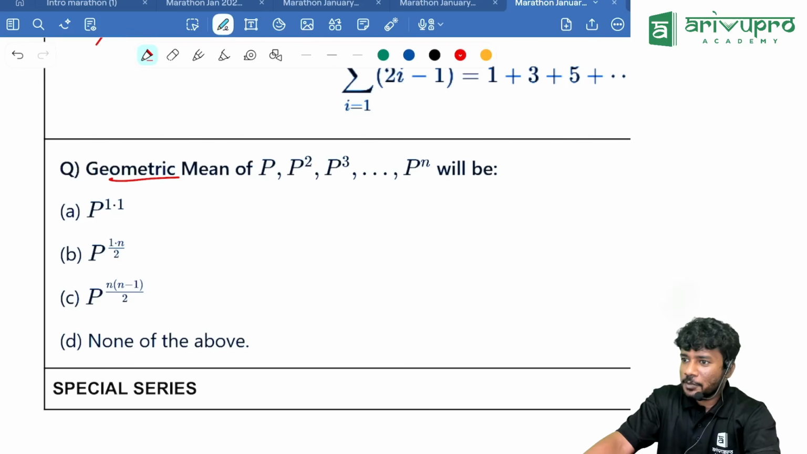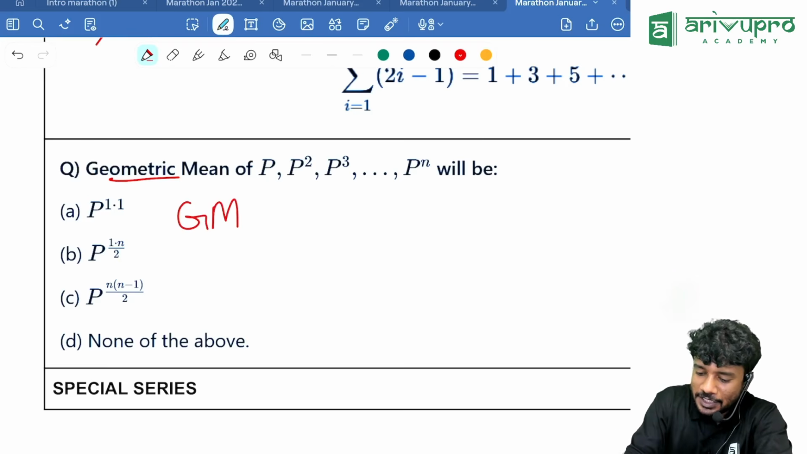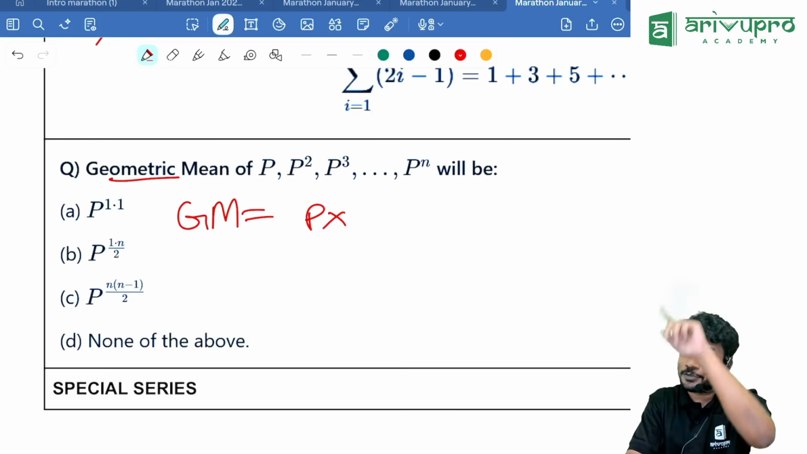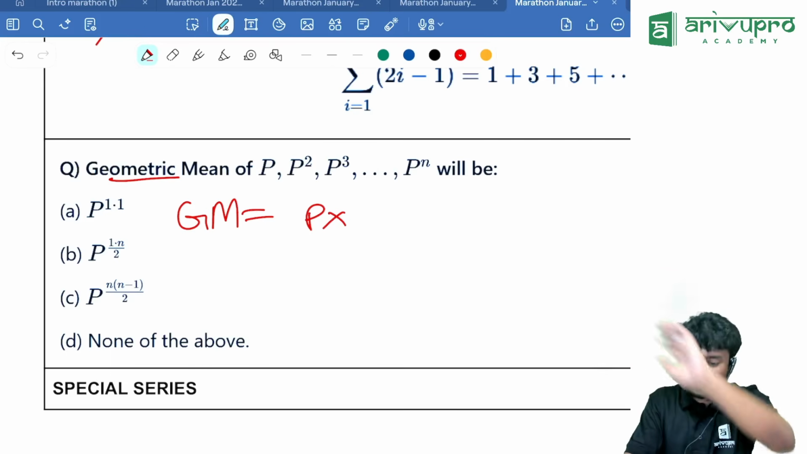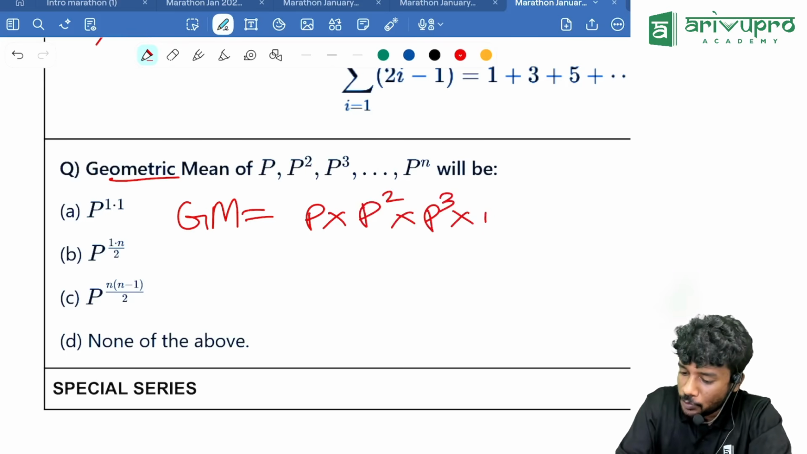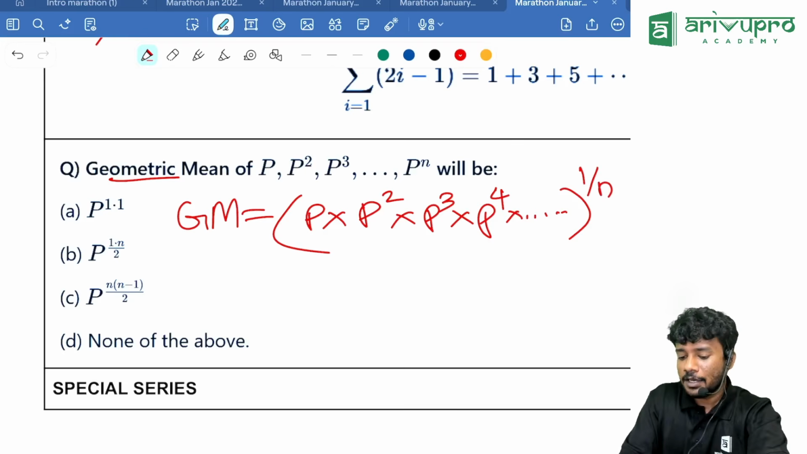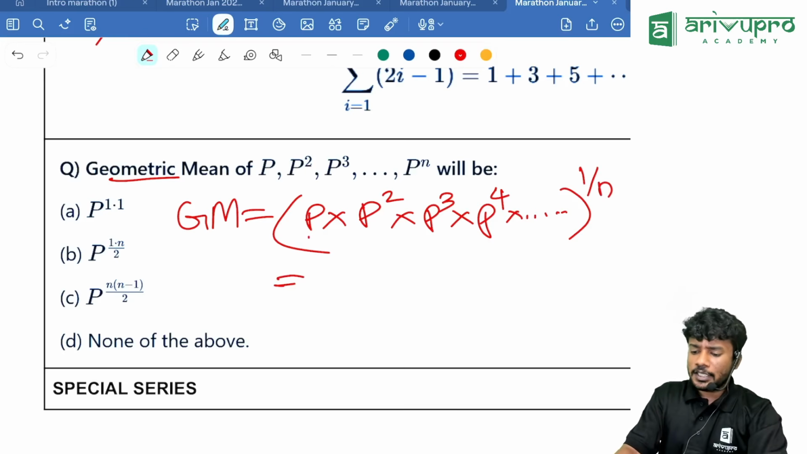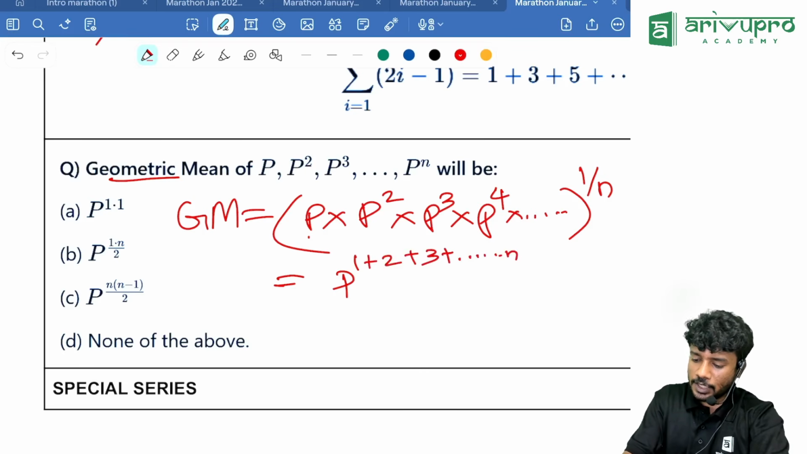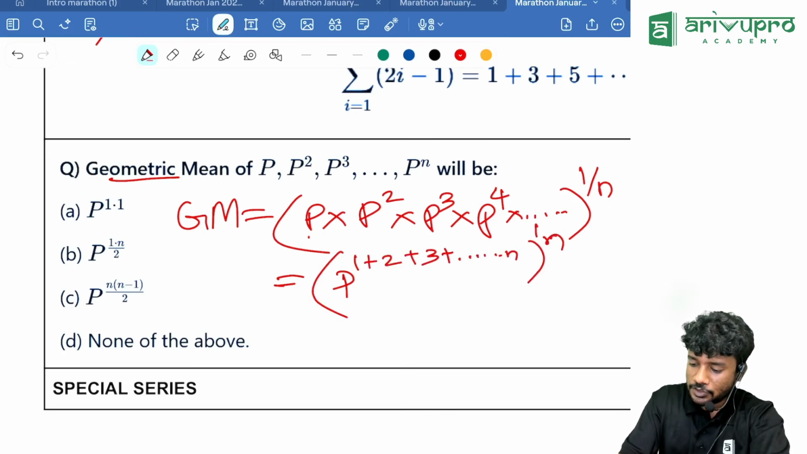What do you mean by geometric mean? Geometric mean is nothing but, we can't say root of. If 2 terms are there, we can put root. If 3 terms are there, what will you do? Raised to 1 by 3. 4 terms are there, raised to 1 by 4. Similarly, here n terms are there. So P into P square into P cube into P raised to 4 and so on, the entire thing raised to 1 by n. Now, how can I write P into P square into P cube into P raised to 4 as P raised to 1 plus 2 plus 3 plus and so on up to n, the entire thing raised to 1 by n.